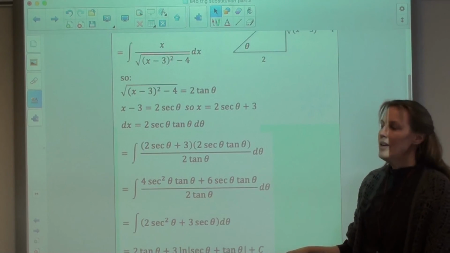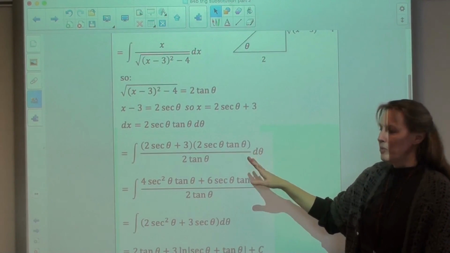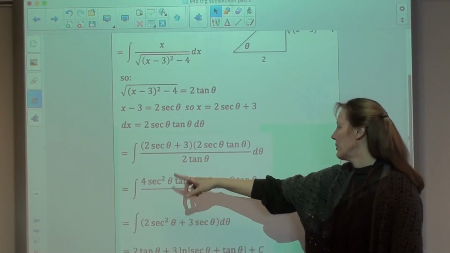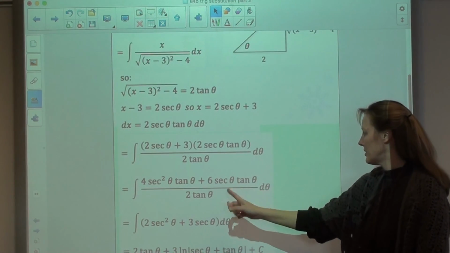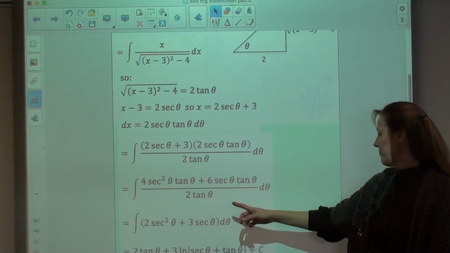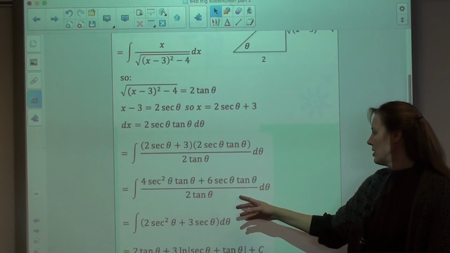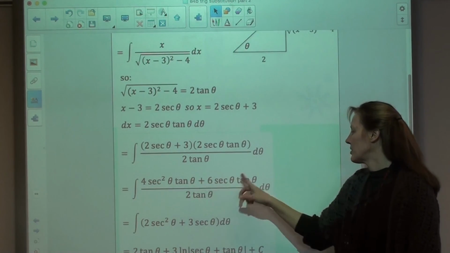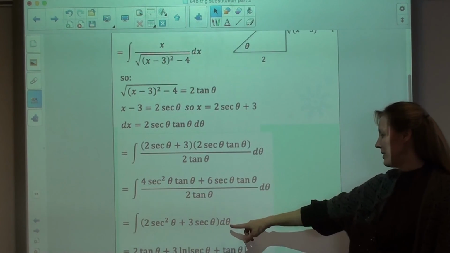From there, it's just a lot of algebra, right? You could have deleted the tangents right away. I went ahead and distributed first and then canceled the tangents. So you distribute, I canceled a 2 and I canceled a tangent from every term, and you're left with this.